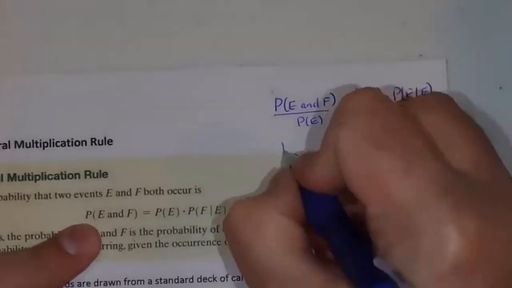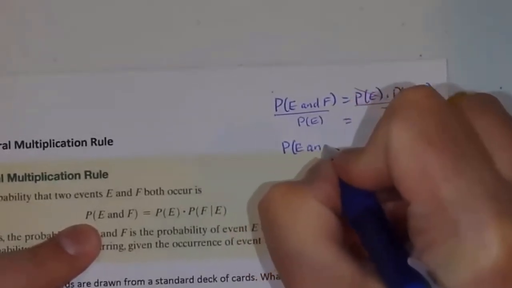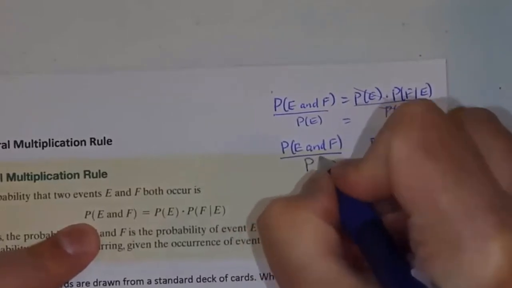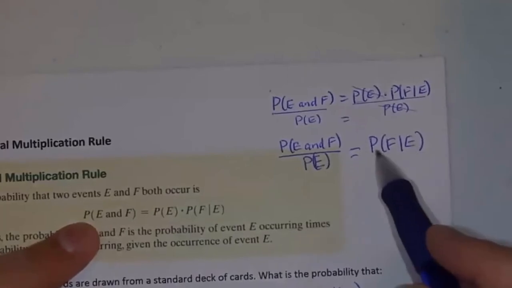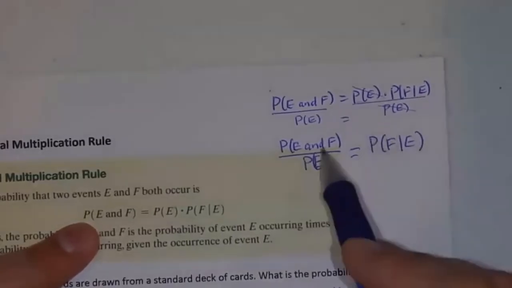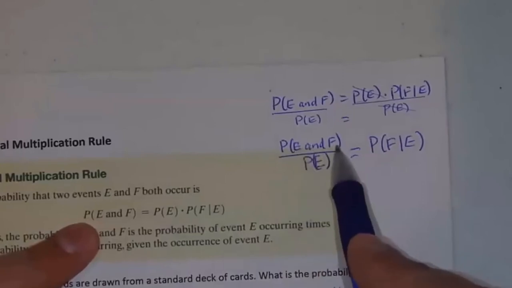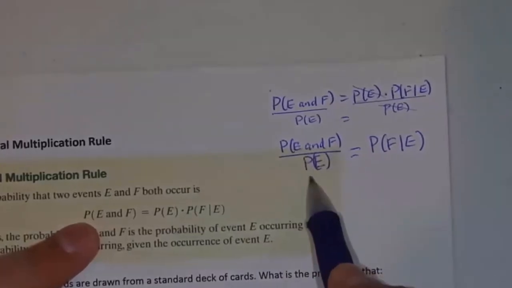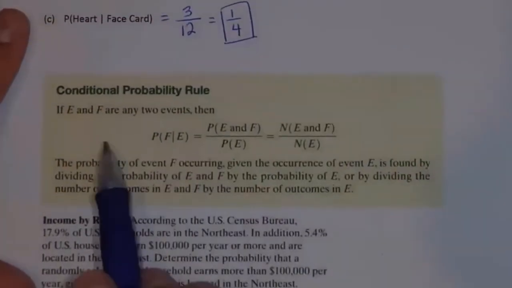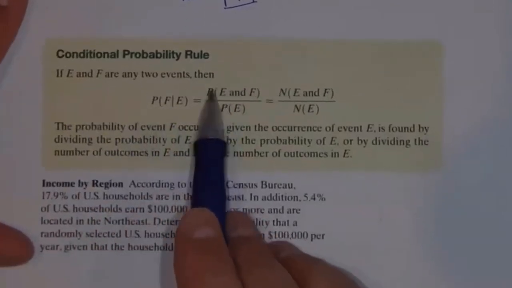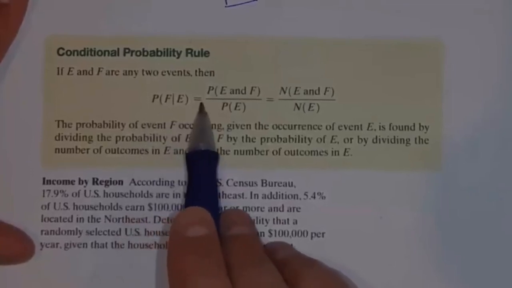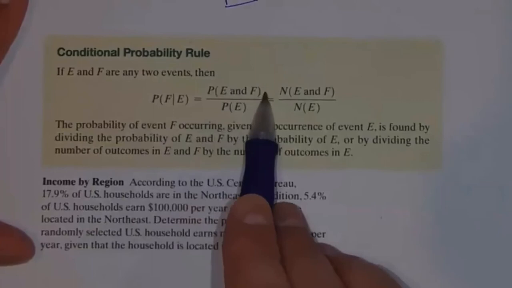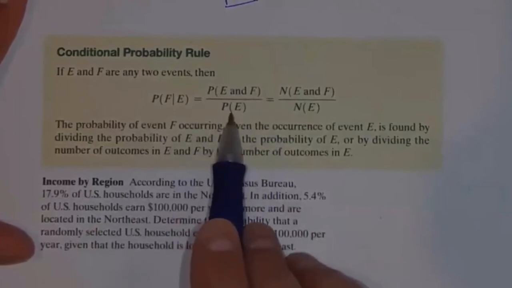And on the left-hand side, I would have P of E and F divided by P of E. In other words, this conditional probability, the probability of F given E, is equal to the probability of E and F both occurring divided by the probability of E occurring. And that is what this right here says. If E and F are two events, then the probability of F given E, in other words, that conditional probability, will equal the probability of E and F occurring divided by the probability of E occurring.